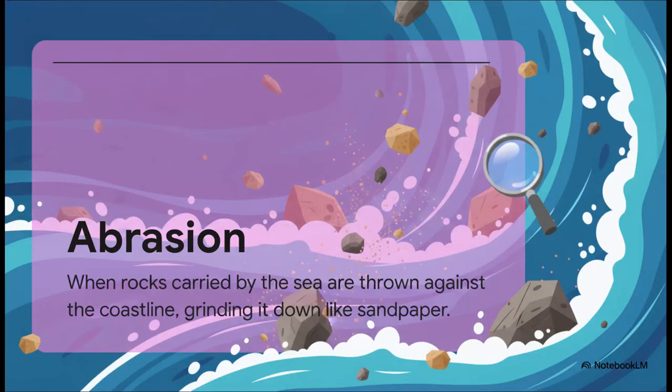The second weapon is abrasion. Now this is where it gets interesting. The wave isn't just hitting the cliff with water anymore. It's armed. It's picked up ammunition, sand, pebbles, even big old rocks, and it just hurls them at the coastline. This acts just like sandpaper, grinding and scraping and wearing away the cliff year after year.